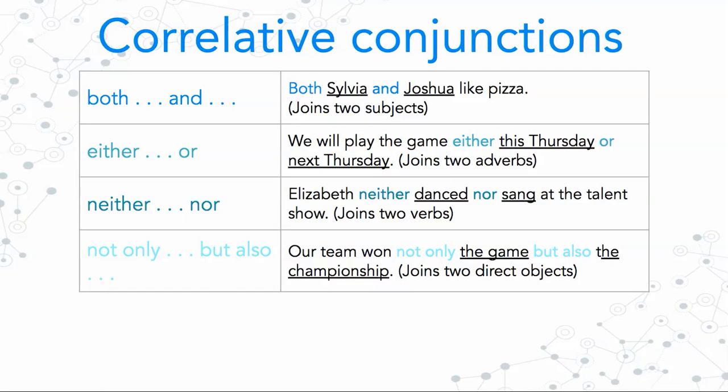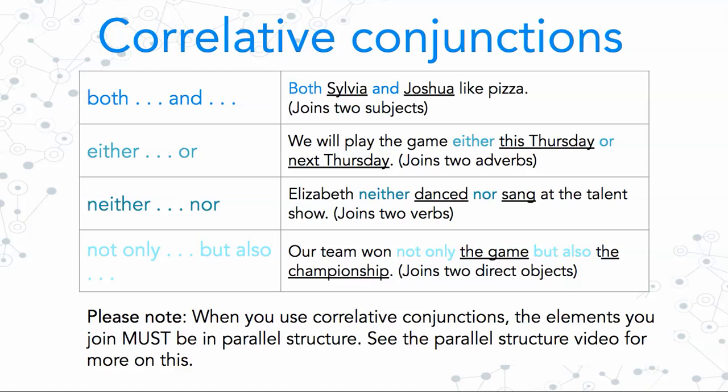So here are some examples using the four most common types of correlative conjunctions. Please note that whenever you're going to use correlative conjunctions, the elements you join have to be in parallel structure. That basically means that what you're joining has to be the same grammatical type. So if we look at the first example, both Sylvia and Joshua like pizza. Here I'm joining two subjects.